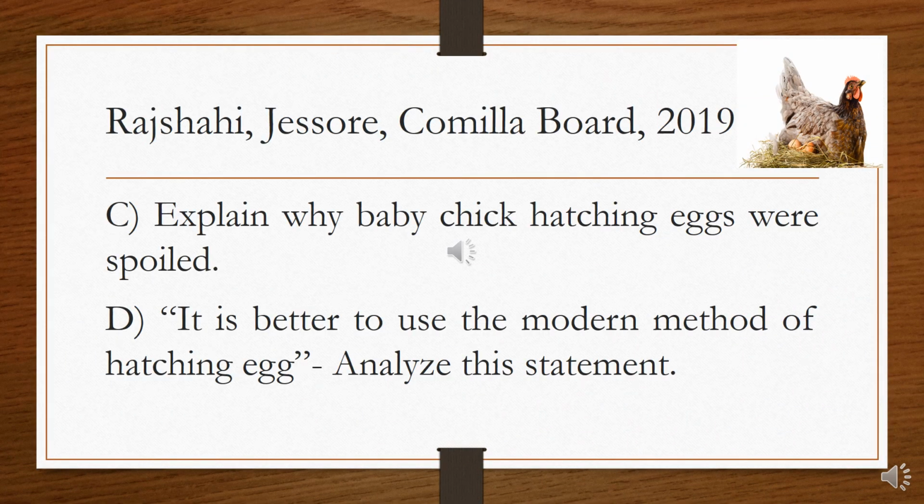Now, the questions of applied and higher order ability based. First of all, question number C, that is an applied type question. The question is, explain why the baby chick hatching eggs were spoiled. Now the answer is, only because of the natural method of incubation, the baby chick hatching eggs were spoiled. When a hen hatches the fertilized eggs with the help of body temperature, it is known as the natural method of incubation. This is a very old method. The natural method of incubation is followed in almost every village of Bangladesh. Country breeds of hens were used in this method.